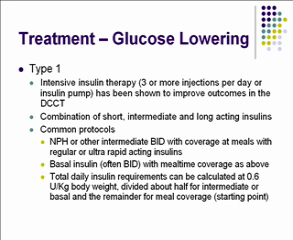So the common protocols that you see, the classic one is NPH or another intermediate BID with coverage at meals with regular or ultra-rapid acting insulin. However, you can also use the basal insulin, the glargine insulin, often given twice a day with mealtime coverage, as you would with NPH. And this is being done more and more often. This is particularly helpful with patients who tend to be fairly brittle, because the basal insulin is likely to have less lability of blood sugar associated with it. And so more and more people are experimenting with that for the management of type 1 patients.